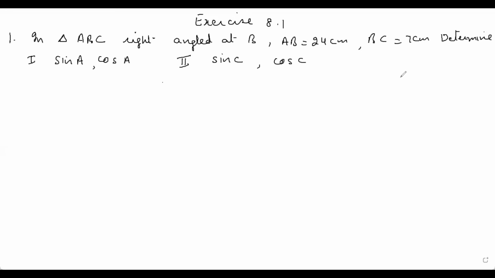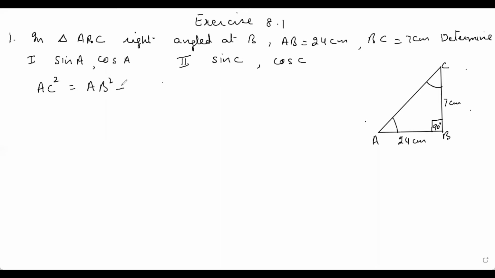I'm going to draw here a right angle triangle. This is a right angle triangle ABC, right angle at B. This is angle A and this is angle C. Now AB is given 24 centimeter and BC is given 7 centimeter. First, I'll find AC. This is a right angle triangle. So by Pythagoras, I have AC square is equal to AB square plus BC square. AB is given 24 centimeter, BC is given 7 centimeter.